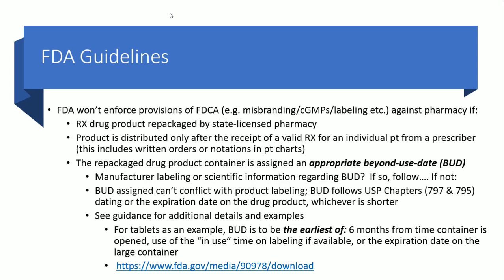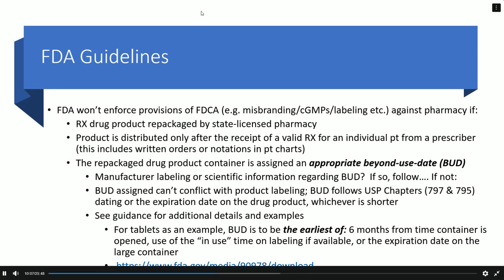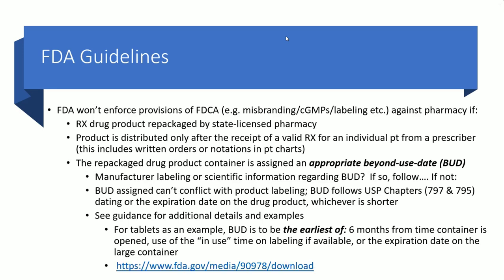So first, the prescription drug product is packaged by a state licensed pharmacy. The product is distributed only after the receipt of a valid prescription for an individual patient from a prescriber. So maybe in a health system, they take a 100-size bottle of a tablet, they put them into those little yellow packs that we saw, one each, and they're sitting there. And then you're waiting for a prescription to come in, and then you're going to provide it to the patient. But that's after you get a prescription.